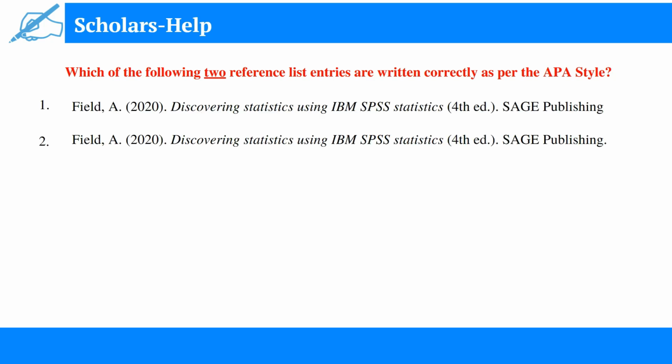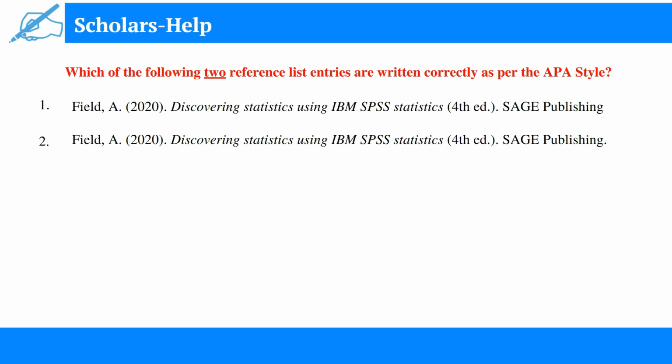So, the first 2 reference entries are these. That is, field A. This is the author. 2020 is the date. Discovering Statistics using IBM SPSS Statistics, 4th edition, is the title of the book. And Sage Publishing is the source. Now, though these 2 entries are the same, there is only one difference. The first reference list entry ends without the full stop, whereas the second reference entry ends with a full stop.